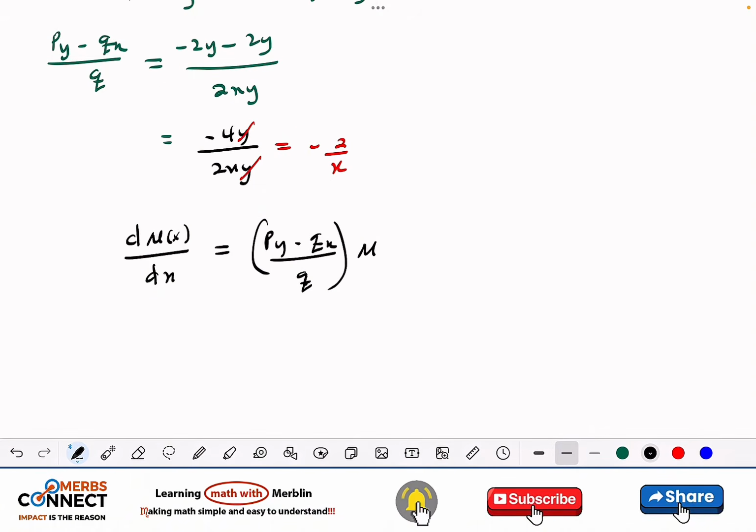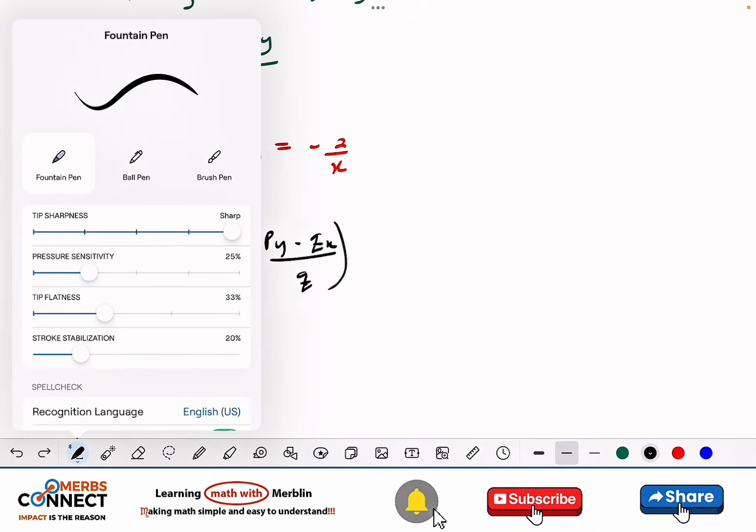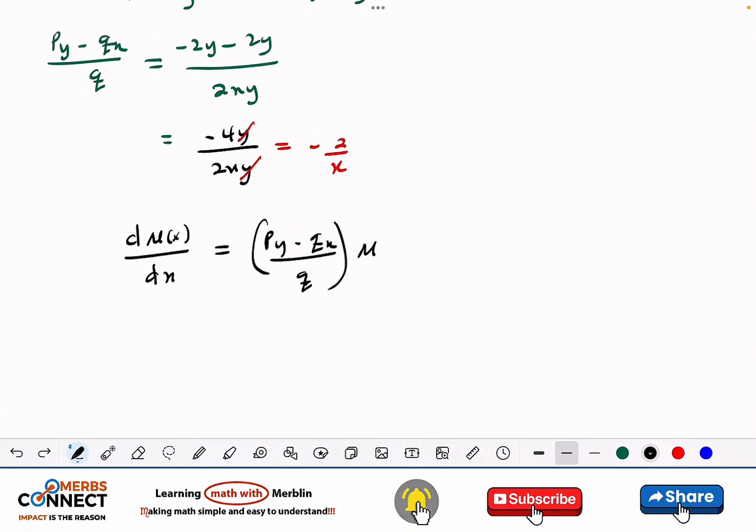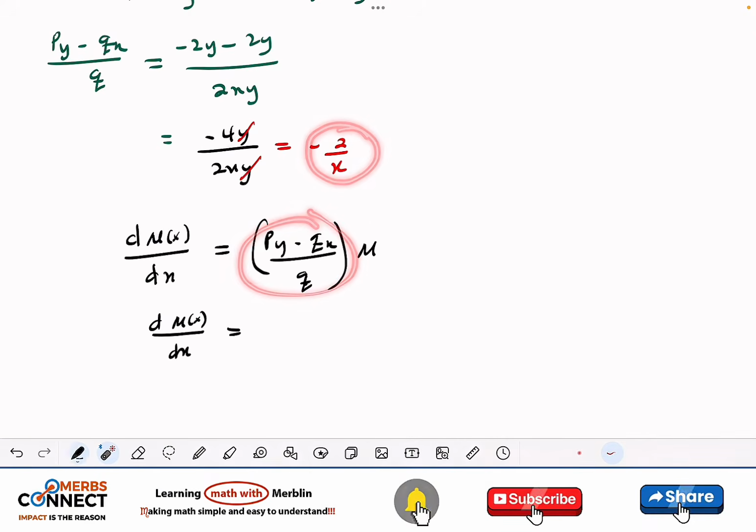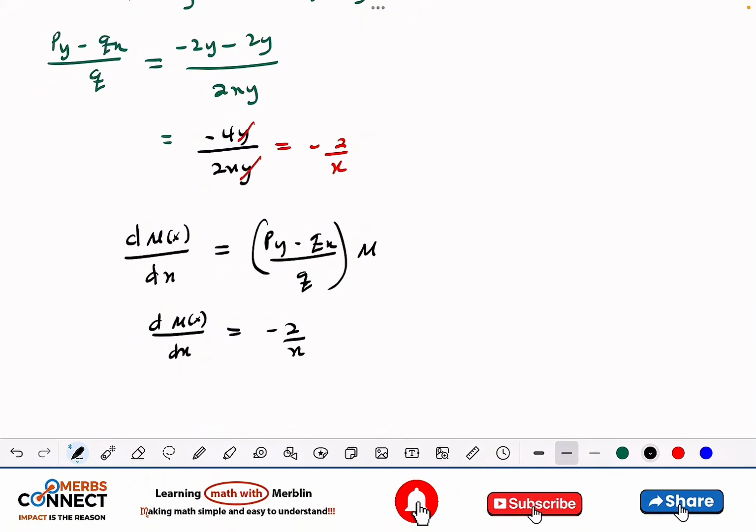If it is y, this will just change to y. This will change to y, and this will swap x. I'll just swap it like with using the other one. So if it is y, that's what it's going to be. Good. So now let's try and solve this. So d mu of x divided by dx is equal to this guy, so minus 2 divided by x mu.